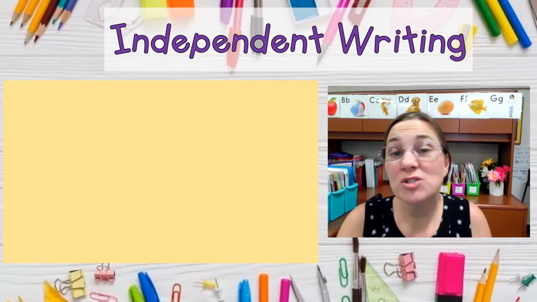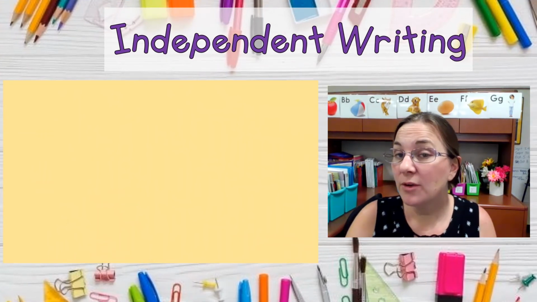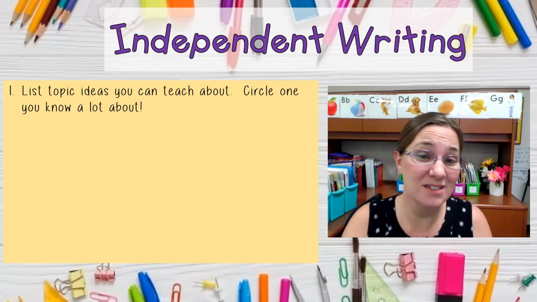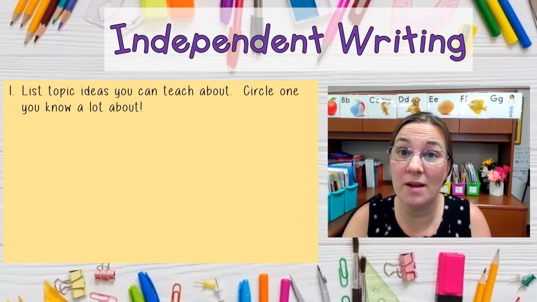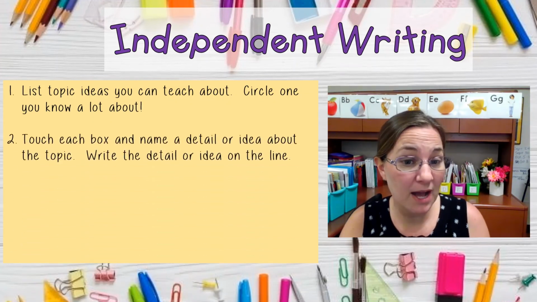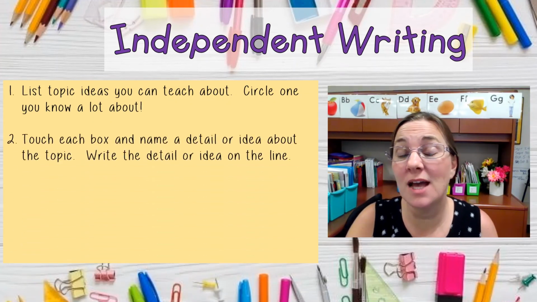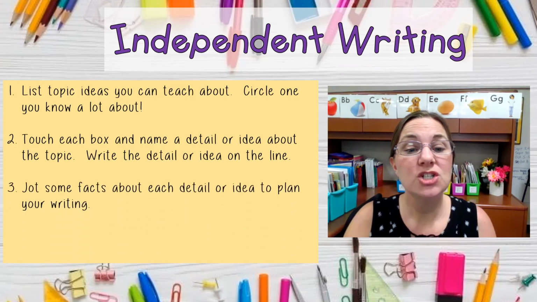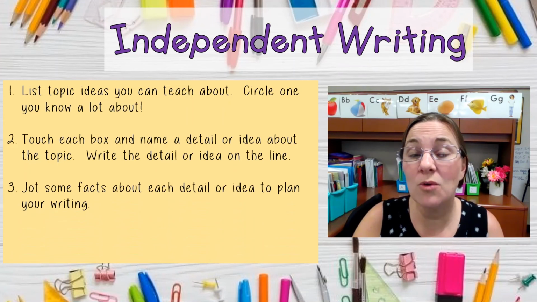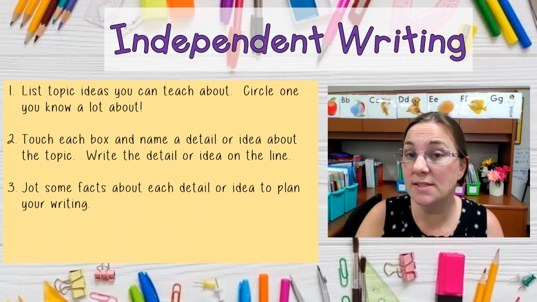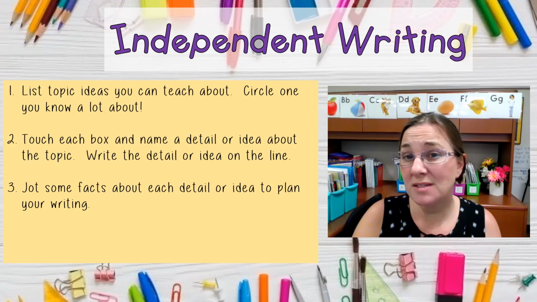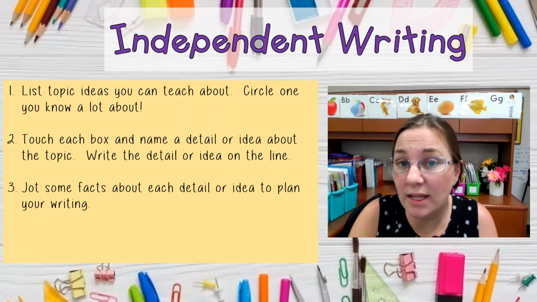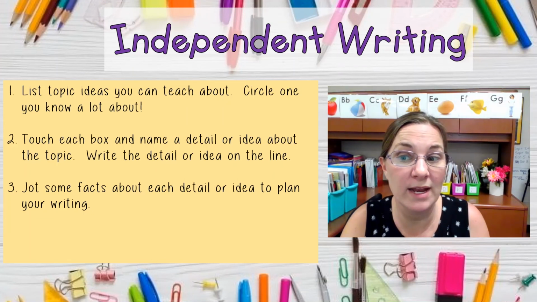Okay, writers, it's time to try out some of this work on your own. Here are the things you've already done. You've already listed topic ideas that you can teach about, and you circled one you know a lot about. You've touched each box and named a detail or idea about that topic, and you wrote it on the line. You're already ready for the next step. Jot some facts about each detail or idea to plan your writing, just like I did. Remember, those boxes are small for a reason. You're not writing complete sentences. You're just jotting your ideas down, getting ready for your writing.